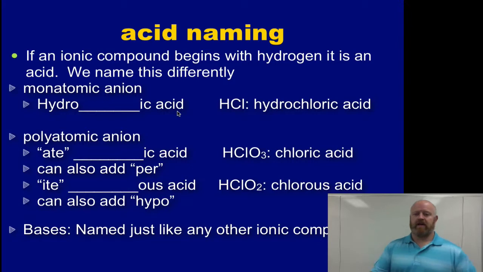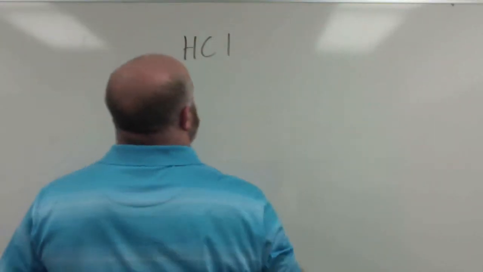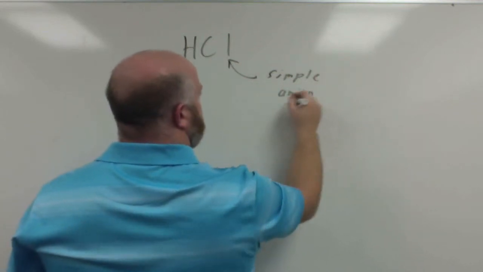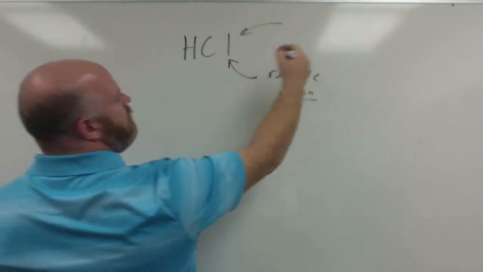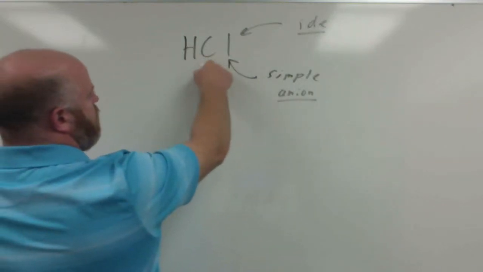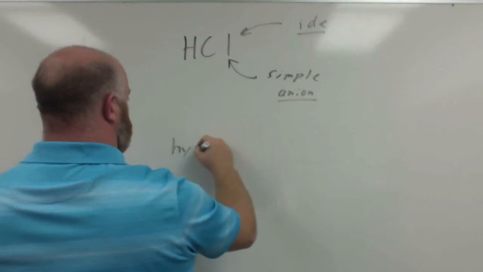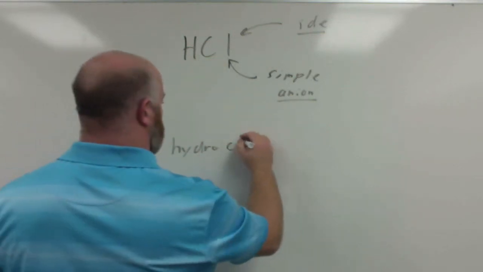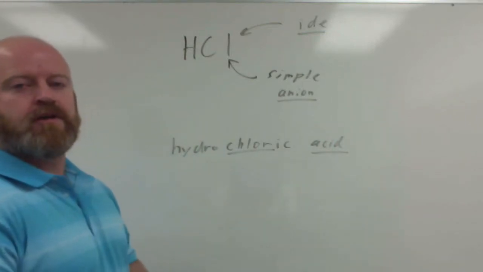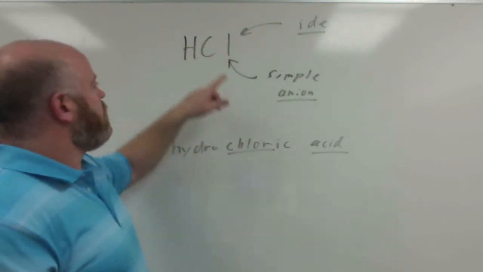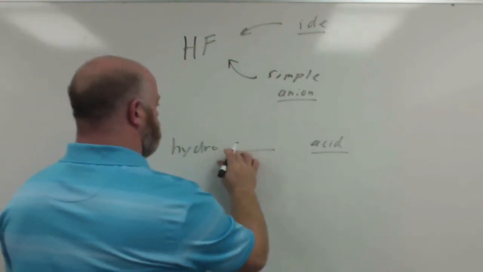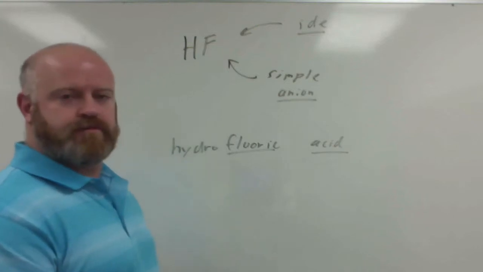So for example, if we had hydrochloric acid, okay, so we have HCl. We look here, and this is a simple anion. Another way of looking at it is this would normally end in ide. Because we have an ide ending and a simple anion, we put the prefix hydro up front. This is chlorine, so we would call that chlor, and then we end it with ic acid, and the word acid does need to be there. Okay. If this was a different anion, let's say it was fluorine, we would just have hydrofluoric acid, and so forth.